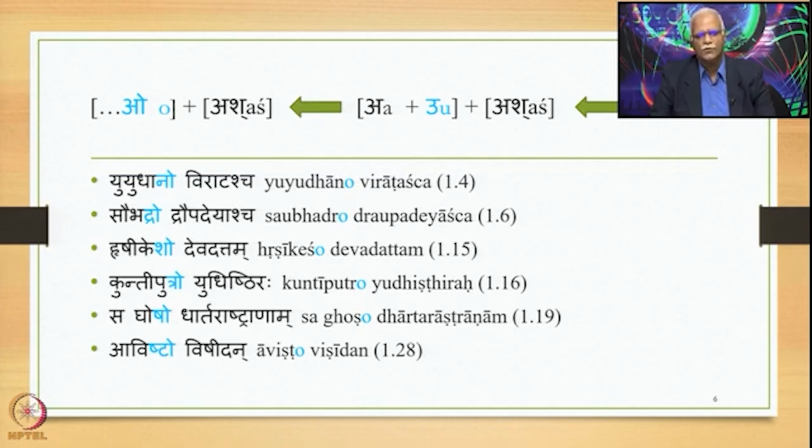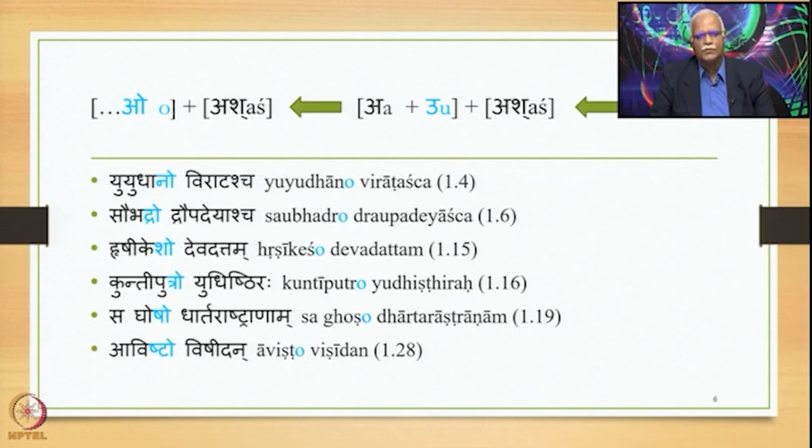Similarly, Saubhadro Draupadeyascha. So this is the output, and the input would be Saubhadra plus u plus Draupadeyascha. The d is an ach. So Saubhadra plus u would be the output of Saubhadra plus ru plus d. Then ru would be the output of s. So you have Saubhadra s plus d. And then if you want to write Saubhadra s independently, it will be written as Saubhadraha.